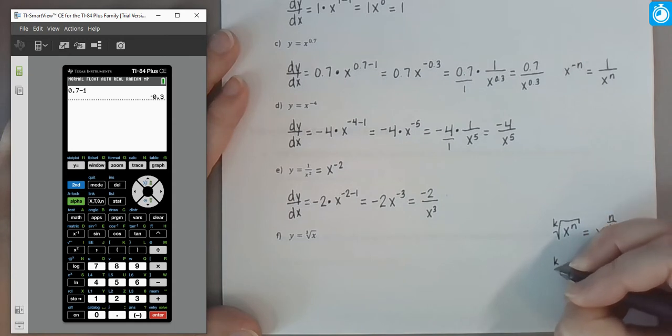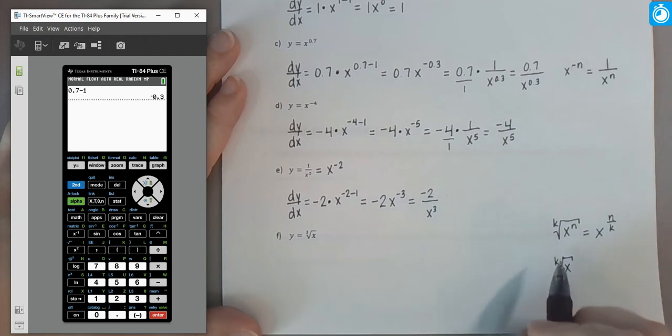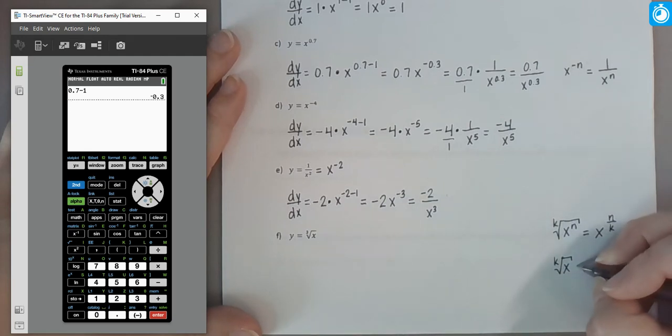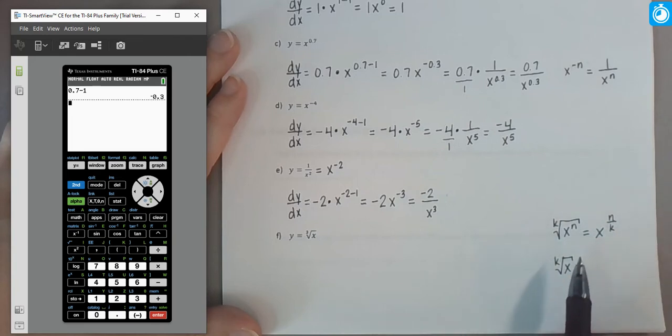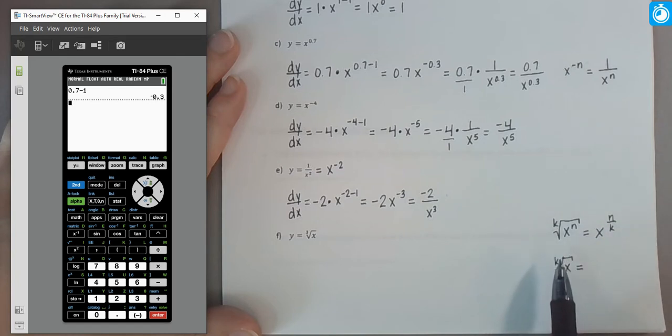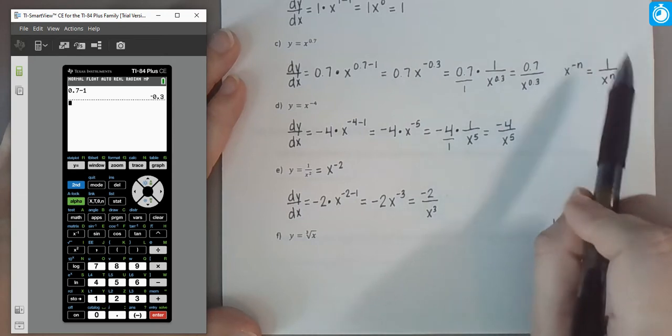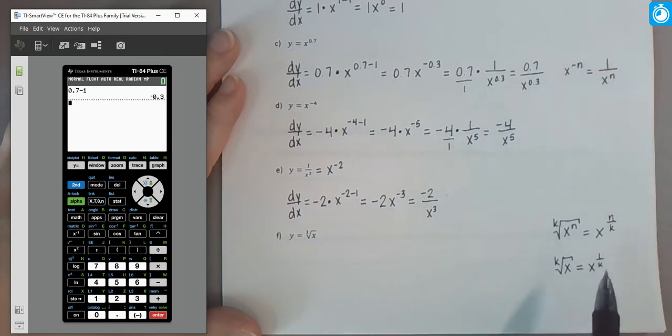Suppose you just have something like this though, which is what we have here. Well, it's implied that x has an exponent of 1 if 1 is not written. So if we want to convert it to a fractional exponent, that exponent of 1 will be the numerator, and then the k, the index for the radical, will be the denominator. So another way to write this would be x to the 1 over k power. And keep in mind, just as we can use this particular rule in both ways, we can use these rules in both ways as well.